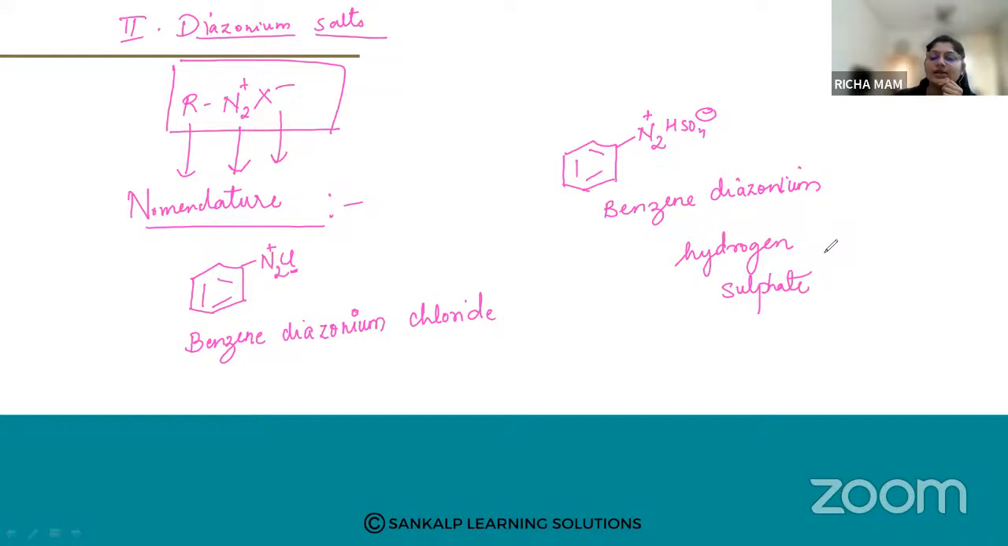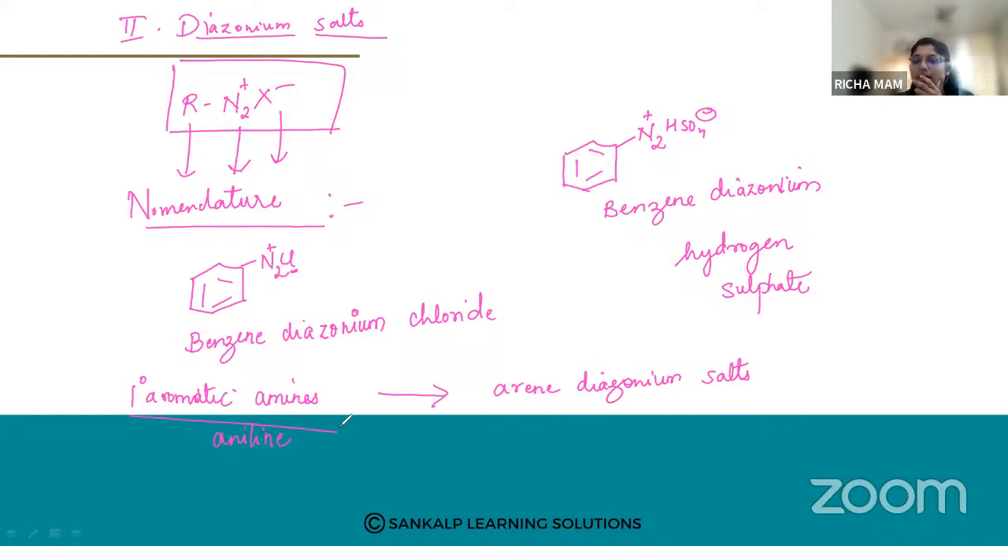So the primary aromatic amines. Whenever you have primary aromatic amines, which is the best example of a primary aromatic amine? Your aniline. If I take aniline as a primary aromatic amine, what will they form? They will form arene diazonium salts. When we take the starting product as a primary aromatic amine, suppose aniline, we are going to get an arene diazonium salt. And these are stable at room temperature. Okay, sorry, at low temperature.